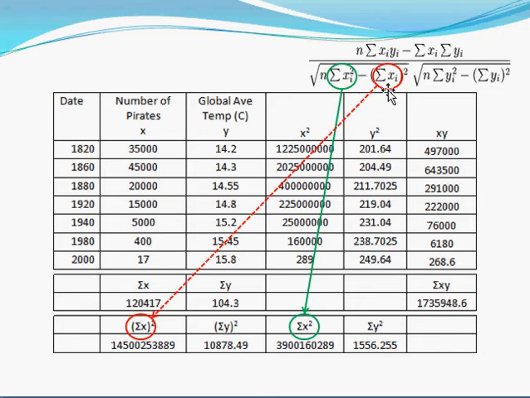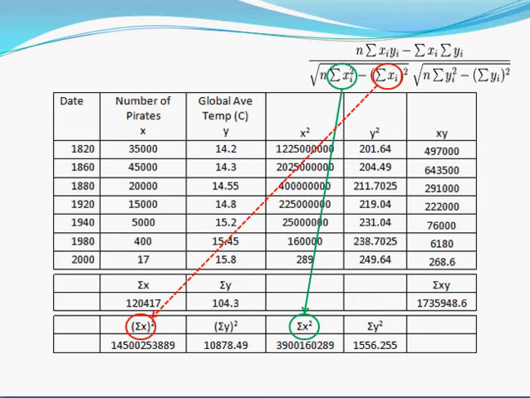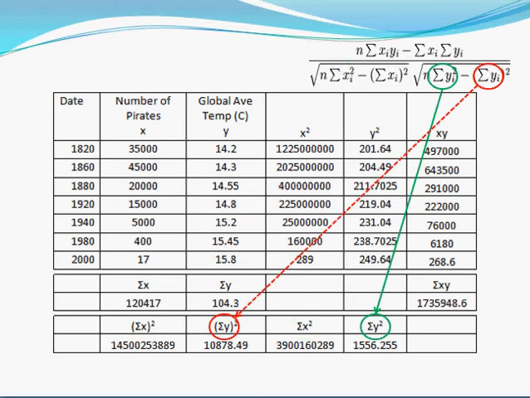We also need the sum of pirates squared. Not the same thing. Okay, so this is the sum of the number of pirates, 120,417, squared, which gives us this unfeasibly large figure here. We need to do the same thing for y squared and sigma y squared, represented here. It's exactly the same as we've just seen for the x part of the equation.